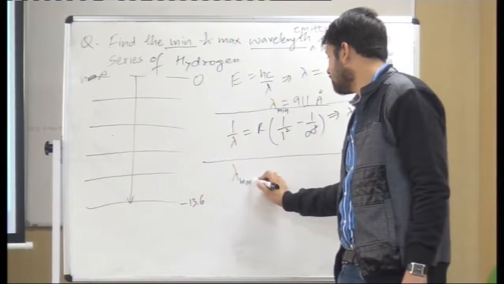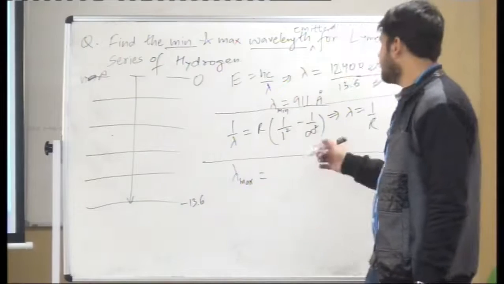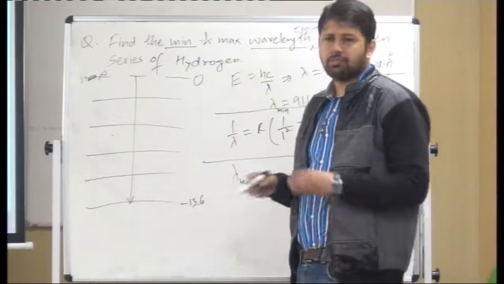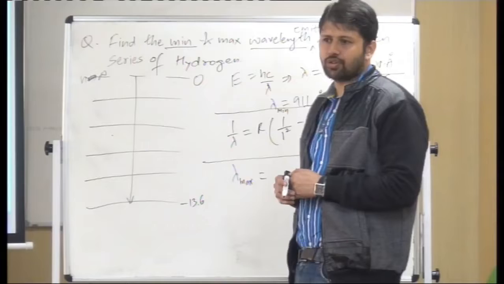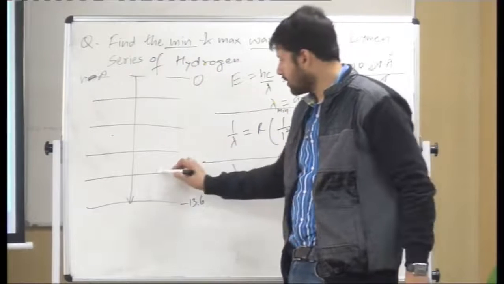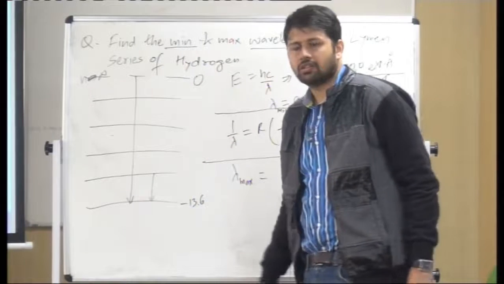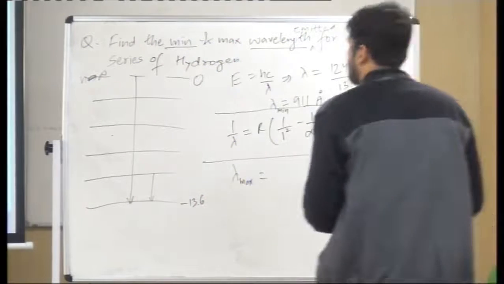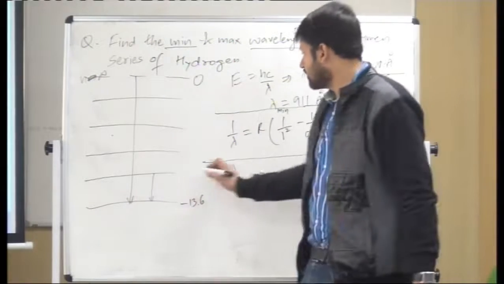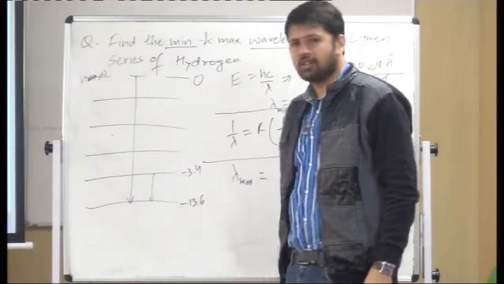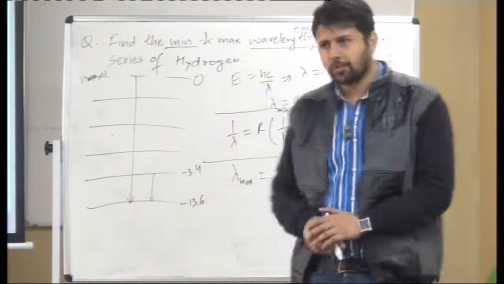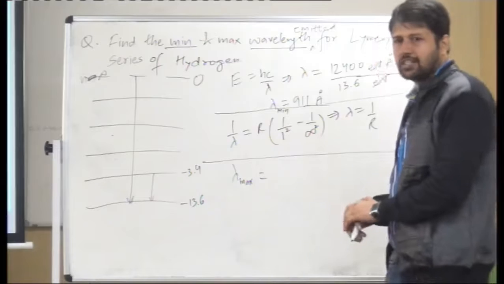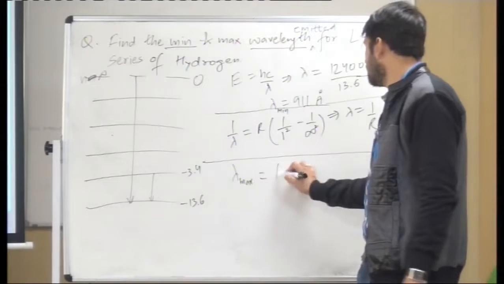Lambda maximum would be how much? Again, minimum energy photon would be released for n equal to 2 to 1. There is the transition which involves least energy and maximum wavelength. So this is minus 3.4, so this is 10.2. The transition energy is 10.2. Photon would carry 10.2.